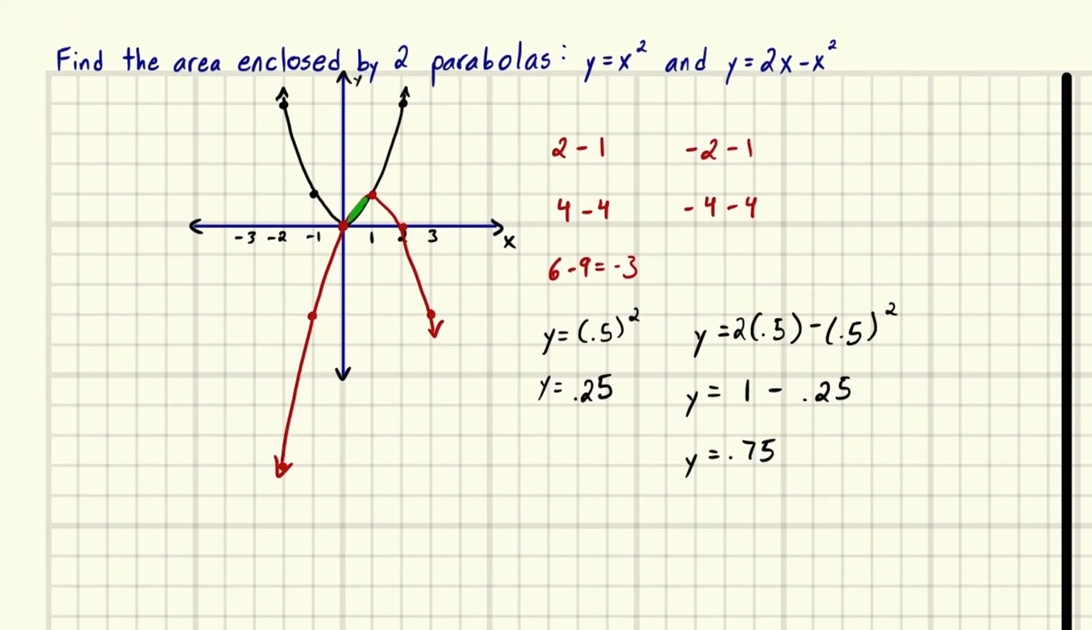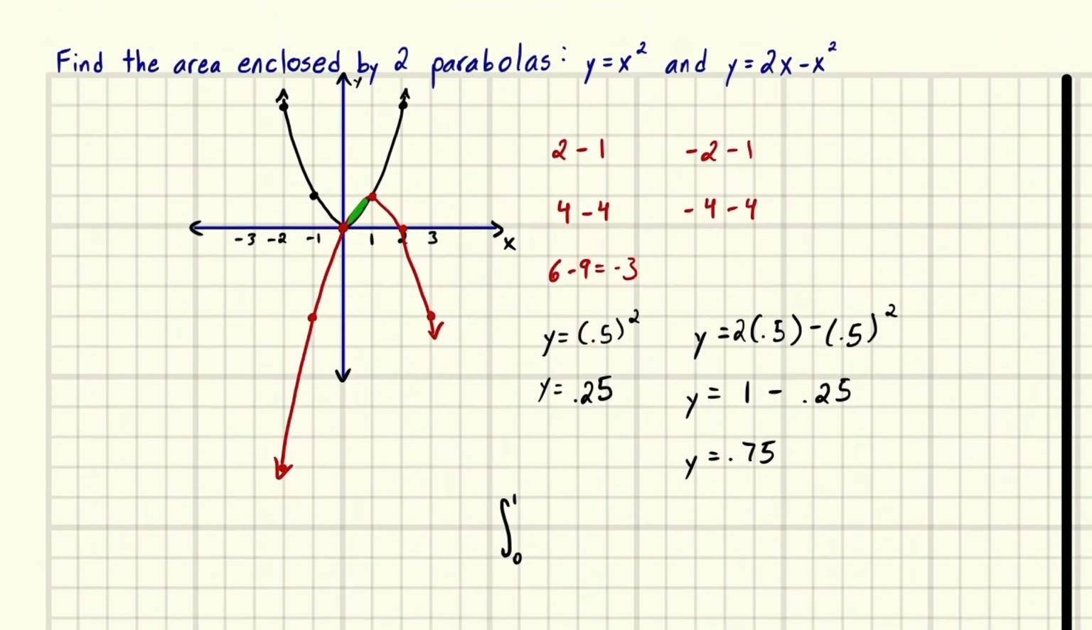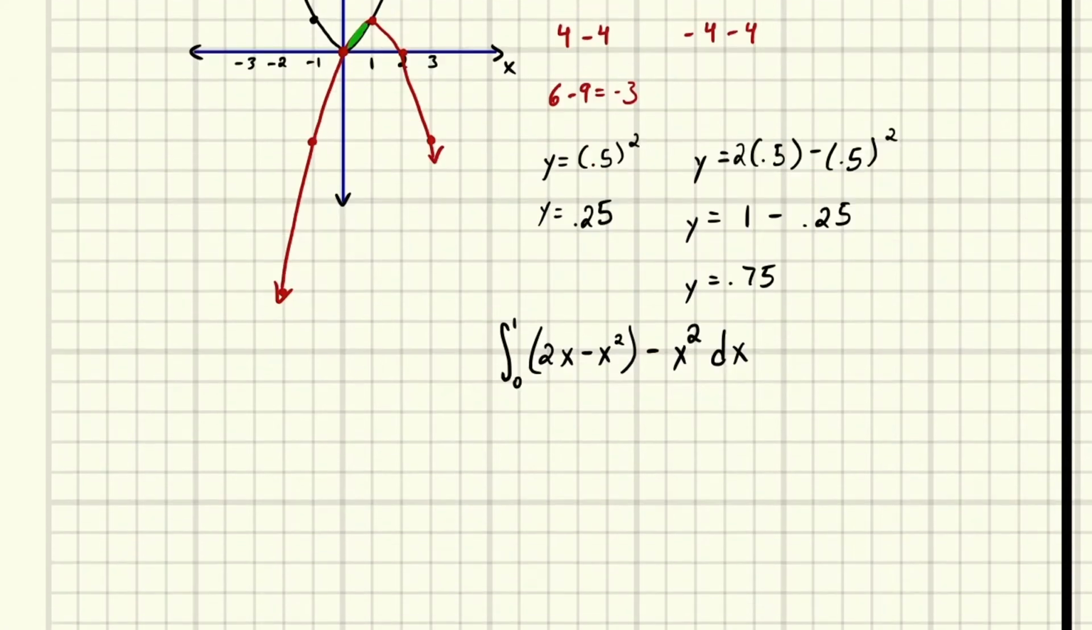So that means that we're going to take this curve and subtract it from this curve to find the area that's right here, because this curve's the one that is on top. So our integral, and it's a definite integral, we're going from 0 to 1 because that's the only spot that these curves cross each other. And we're going to have first the curve that's on top, which is the one we sketched in red, which is 2x minus x squared. We're going to subtract from it the function that's on bottom, which is just x squared. And then we're going to take dx.